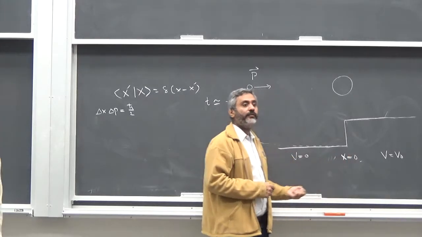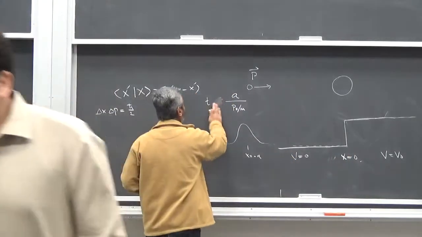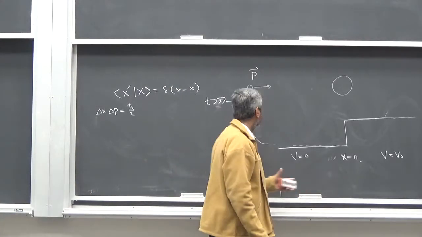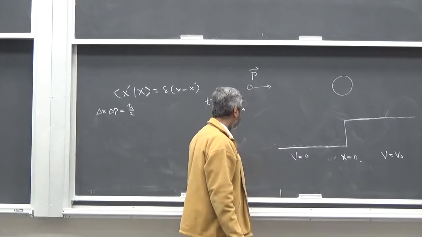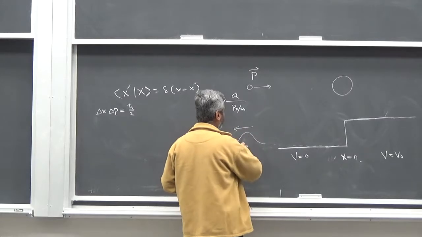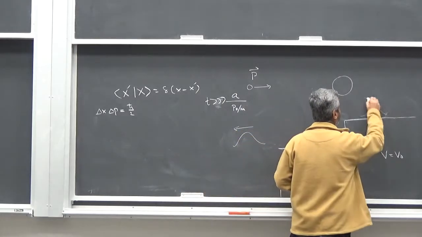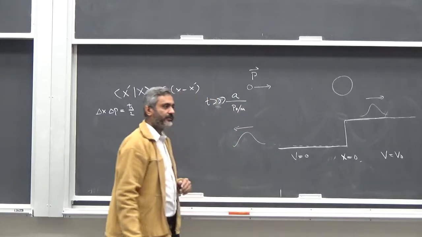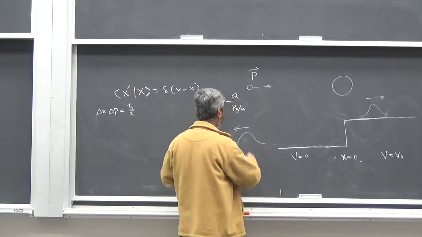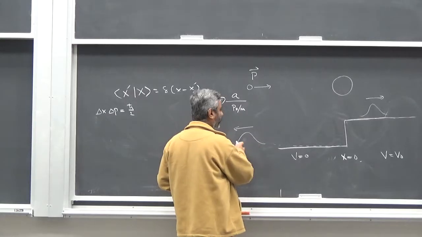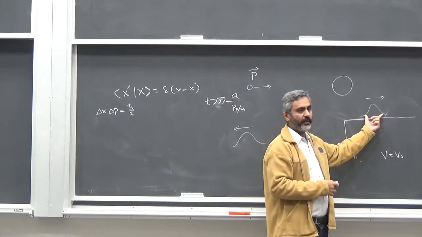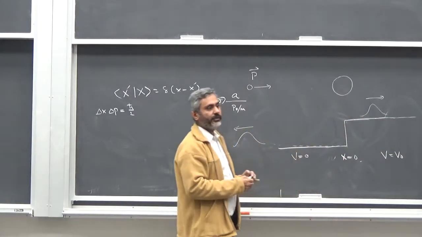Right? And if you wait for a very long time after that, then you will have, if you're lucky, if you can arrange things so that one wave packet will be going this way and one wave packet will be going that way. And the area under this will give you the probability of reflection, and the area under this wave packet will give you the probability for transmission.